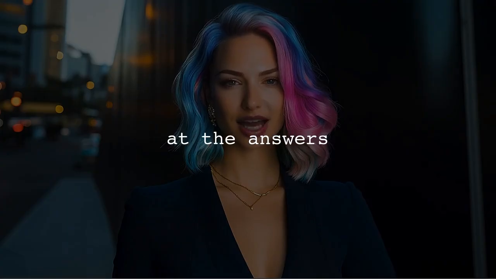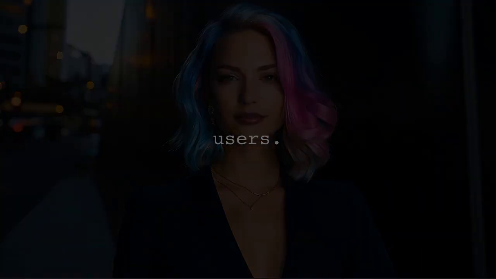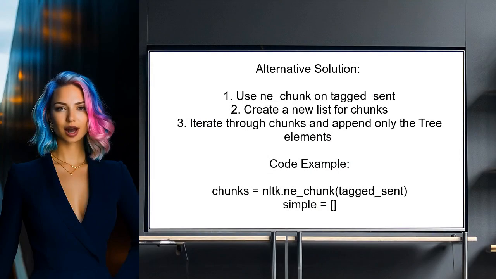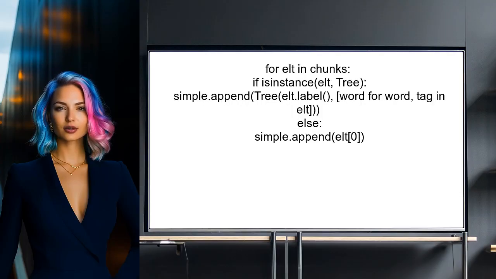Now let's look at the answers provided by other users. An alternative approach shared by another user involves using the ne_chunk function without retaining the part-of-speech tags. They suggest starting with your tagged sentence and then creating a new list to store only the chunks. You can achieve this by iterating through the chunks and appending them to a new list while omitting the tags if desired.